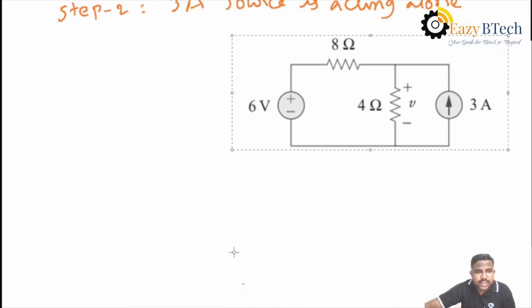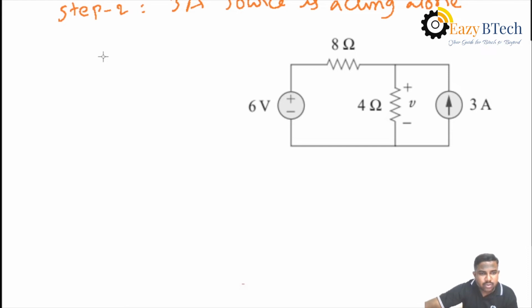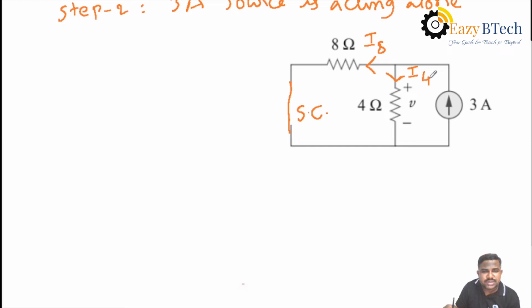How does the equivalent circuit change here? The voltage source will be eliminated. How to eliminate it? The voltage source is replaced by a short circuit, and you can mention SC, that is short circuit. Observe here, the 3 ampere source is the total current. That current will be divided into two currents at this node. We consider the current passing through 8 ohms as I8, and the current passing through 4 ohms as I4.